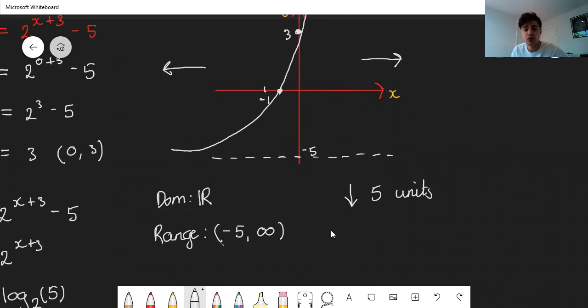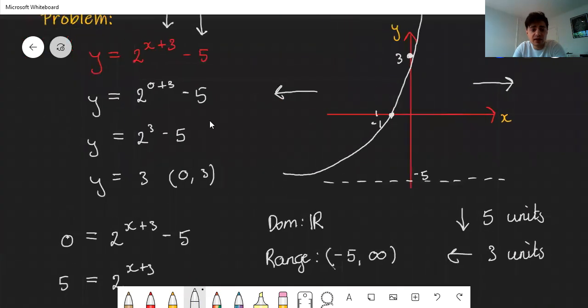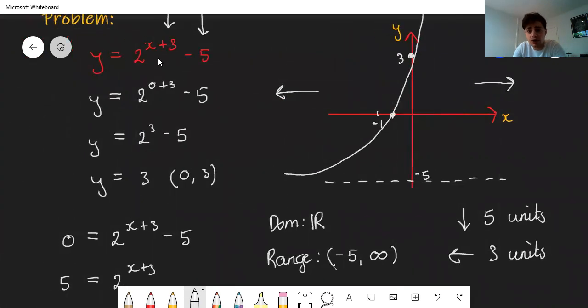The 3, we can say it has moved to the left by 3 units. One confusing factor here is it is +3, I know, but we have to change the sign. So it's not going to the right, it's going to the left. We just have to change the sign, so it's 3 units to the left if it's a plus.